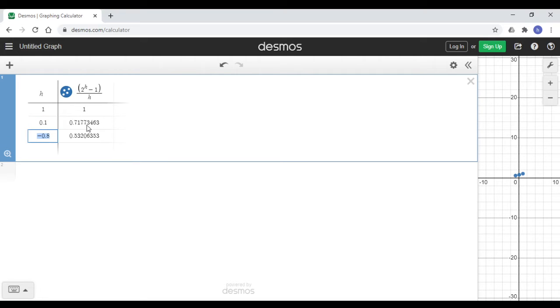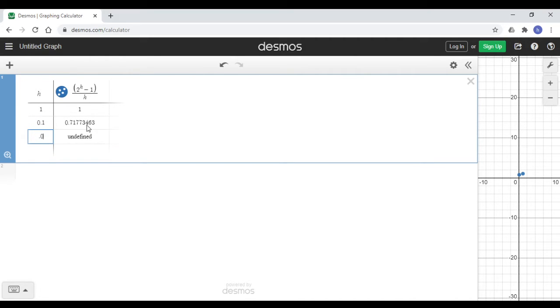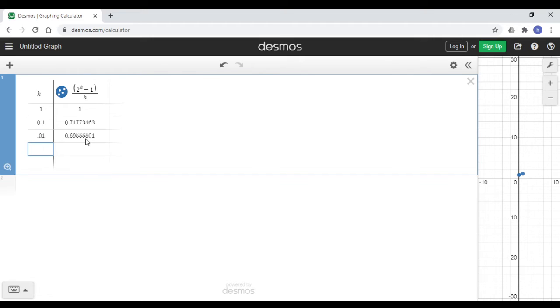Let's go further. How about 0.01? Okay. And that gets us down to 0.695555, something like that. Okay, and even further, even closer to 0, but still from the right hand side. So it looks like right now I'm working on the right hand side table approach for getting this limit of 2 to the h minus 1 all over h.